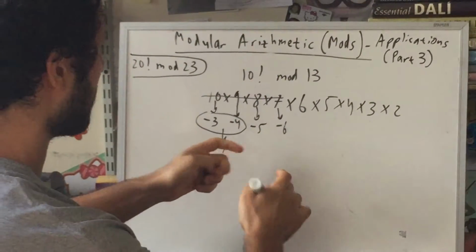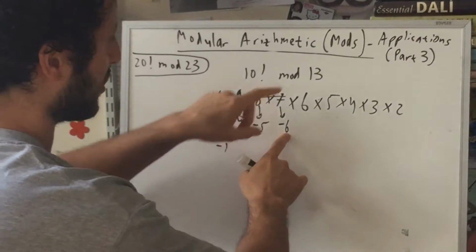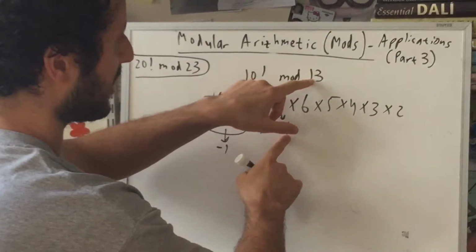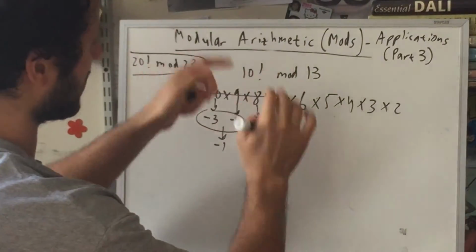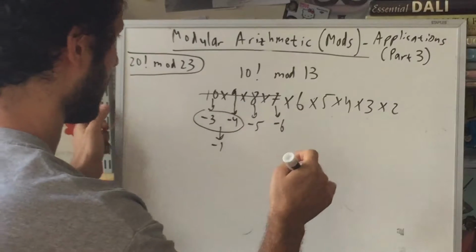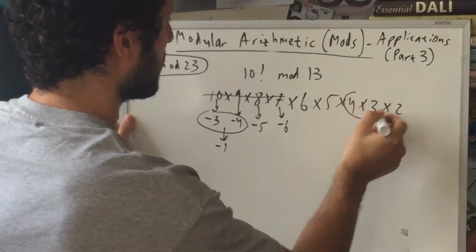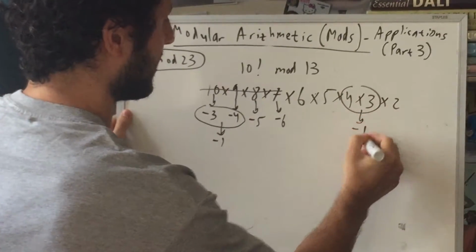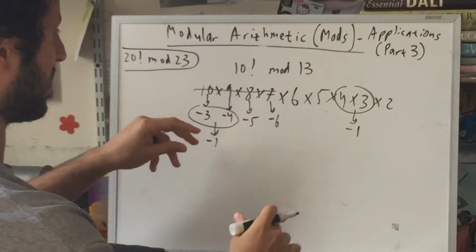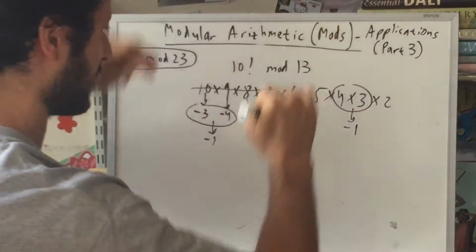So for example, I could pick -5 times -6, which will be 30. 30 mod 13 will be 4 because 26 plus 4 is 30. But I don't even want to do that, so let's see if we can do a little better. We can do this 4 and 3. So this 4 and 3 are 12. 12 mod 13 is again -1. So notice how we're chopping the numbers down. We're building them up, chopping them down. We never let them get too large.